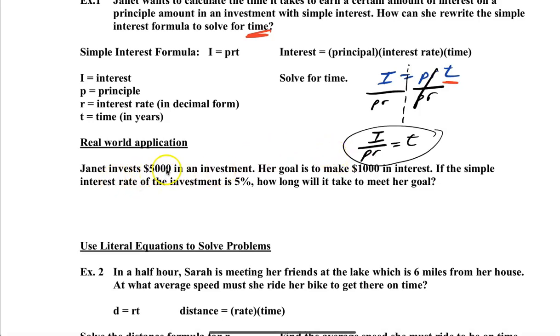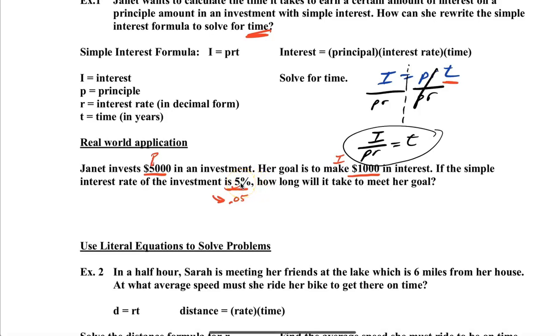Janet invests $5,000 in an investment. Her goal is to make $1,000 in interest. The simple interest rate of the investment is 5%. How long will it take her to reach her goal? We're going to do a whole lesson on this later. But 5,000 is her P. The principal is how much she deposits. She's putting 5,000 in. That's her P. She wants to make $1,000 in interest, so that's her I. And her rate is 5%. We have to make that a decimal, so you move it over 2 spots: 0.05. Anytime you're doing rate, it has to be a decimal, not a percentage.